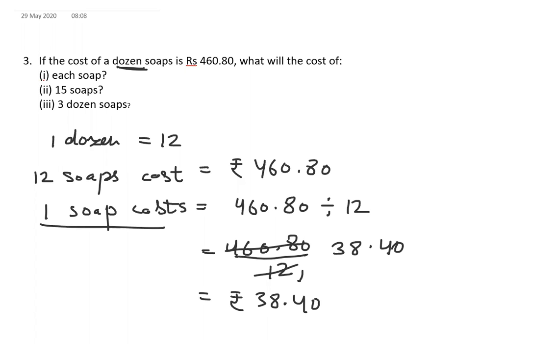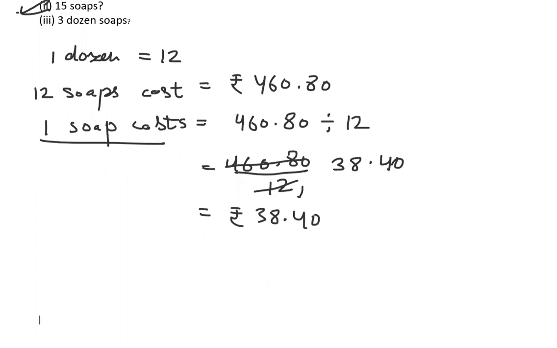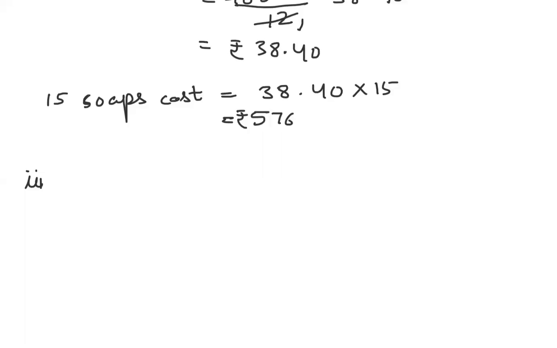Now we have to find the cost of 15 such soaps. So you can write 15 soaps cost is equal to 38.40 into 15. Do this multiplication and tell me the answer. So the cost of 15 soaps is equal to 576.